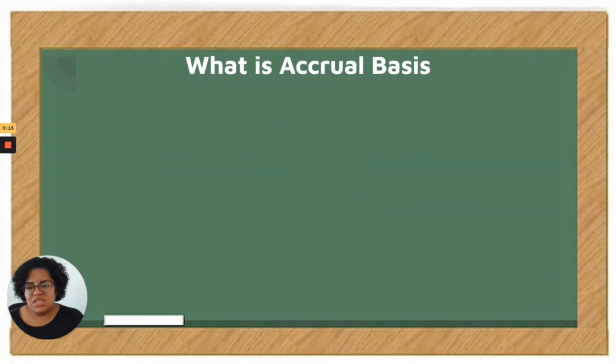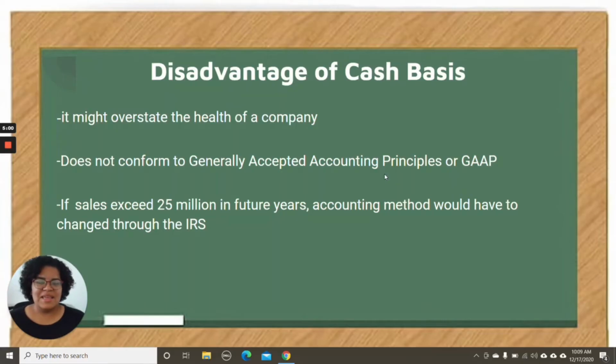Another disadvantage is if your company starts off with a cash basis and you are making sales less than 25 million, but in the future, sales increase to more than 25 million, the only way to change your accounting method would be to report it to the IRS. In that aspect, you would have to do your research on what you see as the future of your business. Do you expect to stay under the 25 million? And again, if you do not have inventory, then cash basis might be a good option for your business.